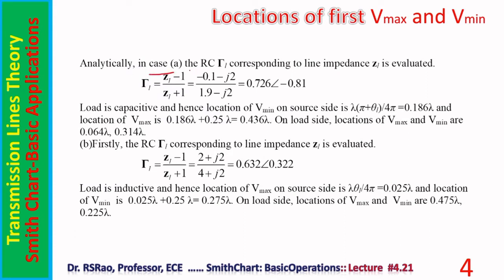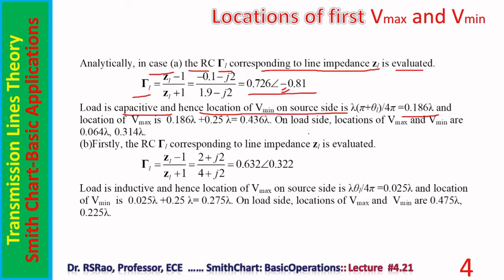In case A, the RC gamma L corresponding to line impedance ZL is evaluated. Gamma L comes out 0.726 at an angle of 0.81 radians. It is negative. Load is capacitive and hence location of V minimum on the source side is lambda (pi plus theta L) by 4 pi. It comes out 0.186 lambda. Location of V max is location of V minimum plus lambda by 4. So it comes out 0.436 lambda.